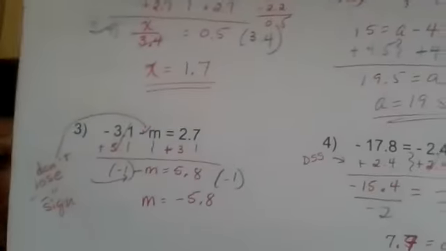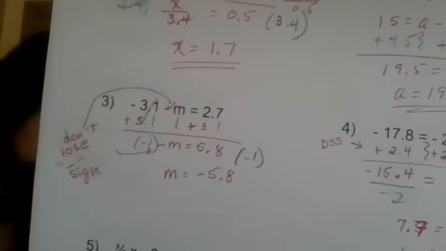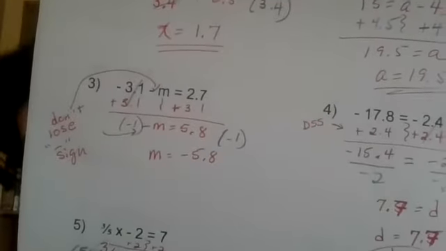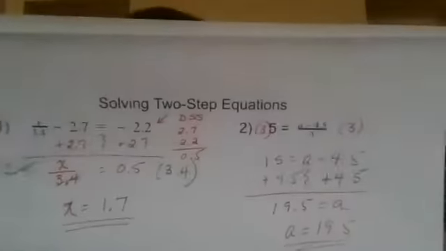Okay, number 3. Everyone can see number 3 here. We have negative 3.1 minus m equals 2.7. The negative sign in front of the m, it's important that you keep your eye on that, you don't lose it. The negative sign is attached to the m. Keep it there. You'll see in the next line here.